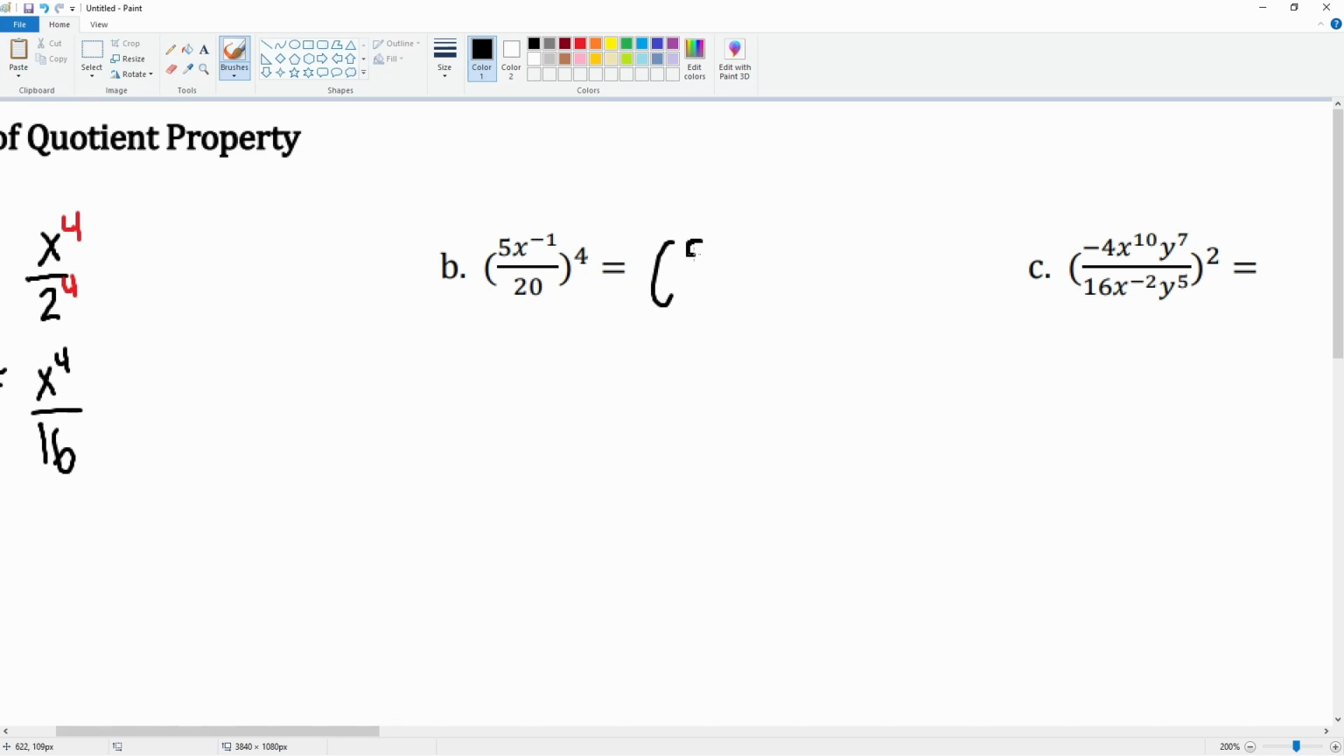Okay, we have 5 over 20 x to the negative 1 to the 4th. We can distribute that 4, but it is better if we simplify certain things first. So do you see how we have that 5 over 20? That can be simplified to just what? 1 over 4. Okay, 1 over 4.